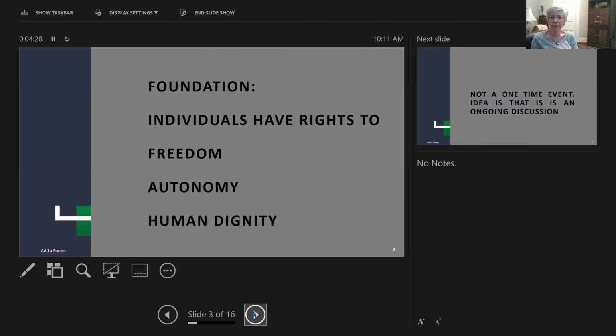The foundation to this idea is that individuals have rights to freedom, to be free to make up their minds without undue influence or punishment, and that they have the right to autonomy, which means self-governance, and also the concept of human dignity, that we do not just force treatment onto anyone, that we treat people with dignity based on their being human beings.